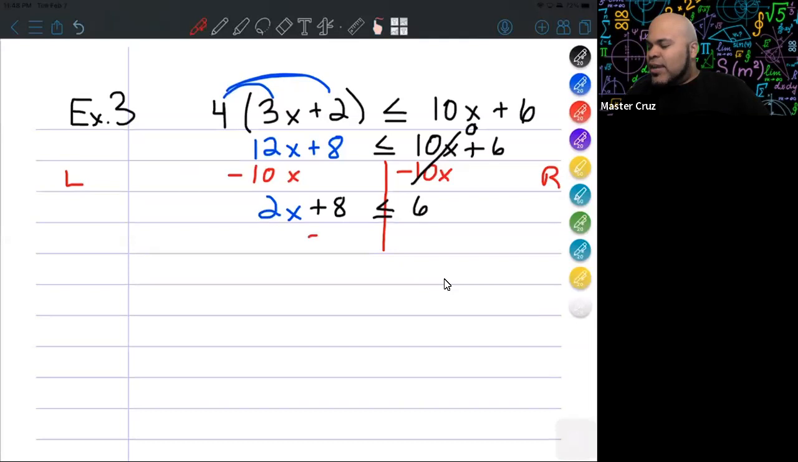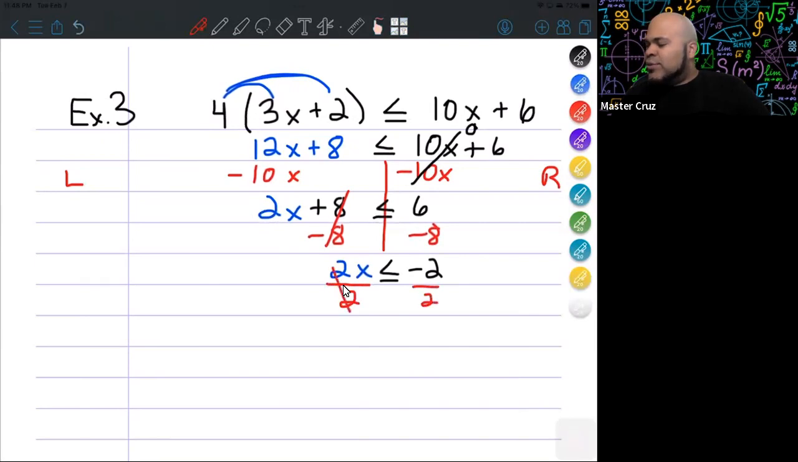So now we're going to cancel the 8, subtract 8 from both sides. This cancels, and you get 2x. Bring down the inequality symbol, is less than or equal to 6 minus 8, which is negative 2. And then the last step, get x by itself. X is not by itself on that side because it's being multiplied by this 2. So I'm going to divide by 2 on both sides.